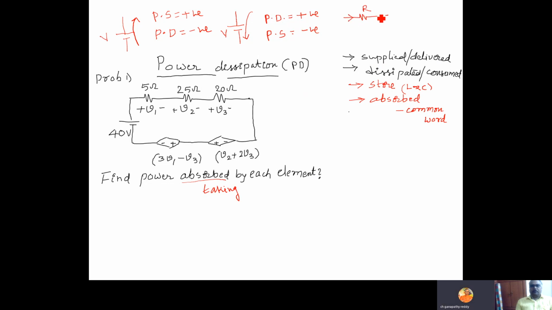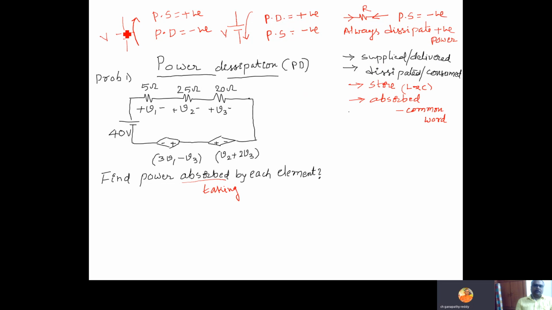But if you take a resistor R, current may go this way or that way. Independent of the current direction, the resistor always dissipates positive power. Always dissipating positive power means the power supplied by a resistor is negative. For a resistor, don't worry about the current direction, but for a source you have to see.